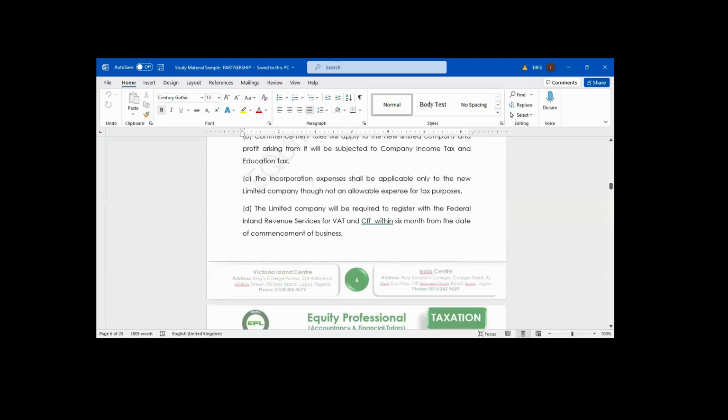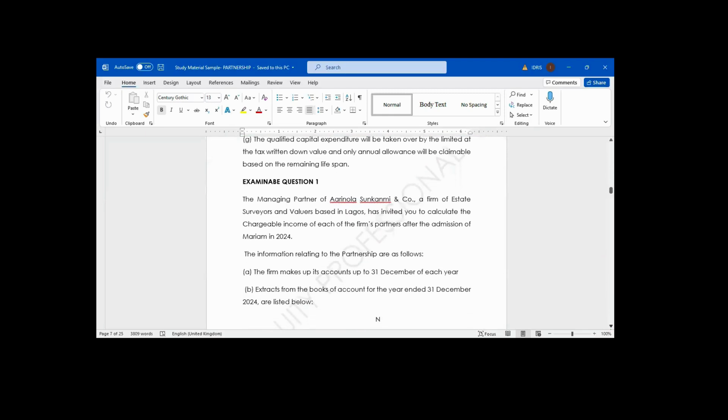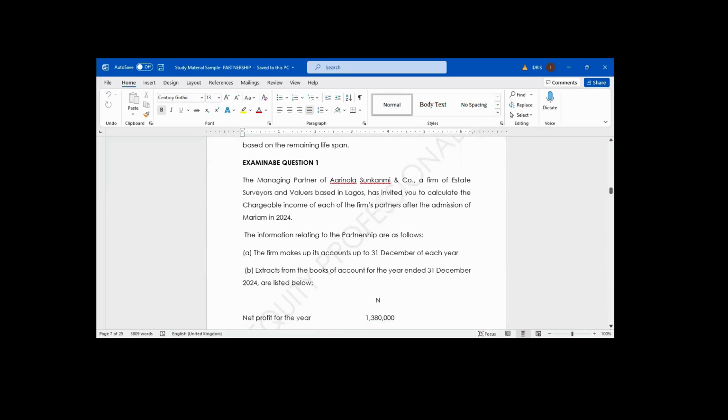As we all know, if there is no change in a partnership business, the profit of the partnership business is assessed to tax on the preceding year basis. That means the profit of last year is going to be assessed to tax this year. So that is on the preceding year basis. So let's look at questions. Let's look at question one first. Somebody should help us read.